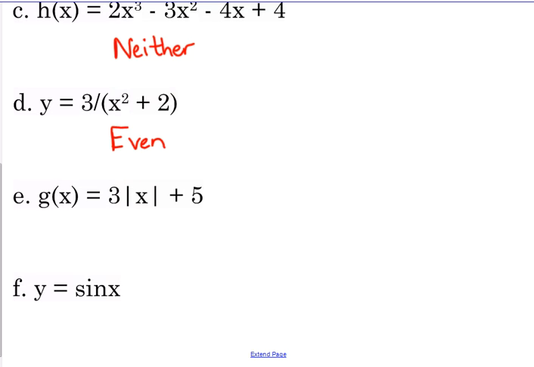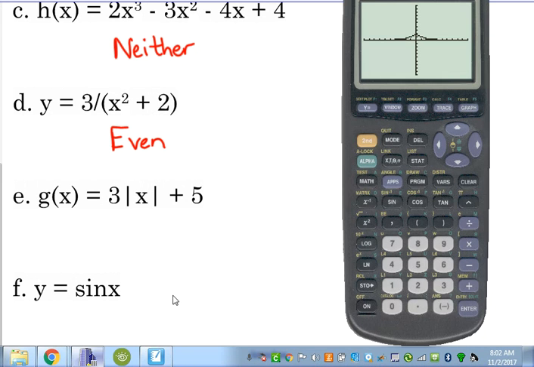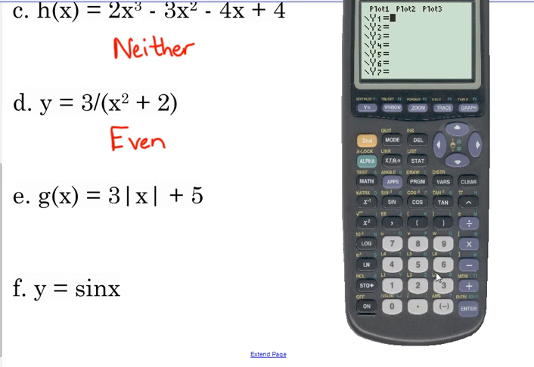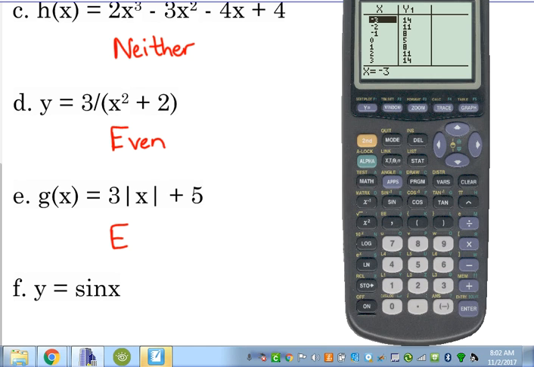All right, E. What do we think about 3 times the absolute value of x plus 5? Even? Let's see. You got to know where that absolute value button is. 3, you go to math, over to num. It's the very first option there, ABS. Close the parentheses because the x is the only thing inside that absolute value. Plus 5 on the end. I'm going to look at the graph first. Okay. Looks symmetric about the y-axis. Let's look at the table. It is. Okay, this is even.